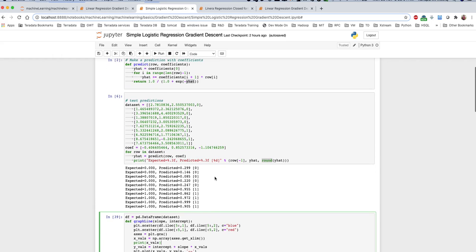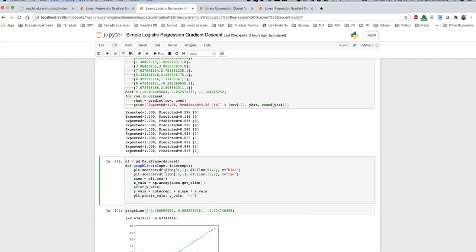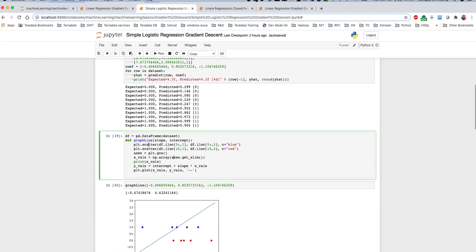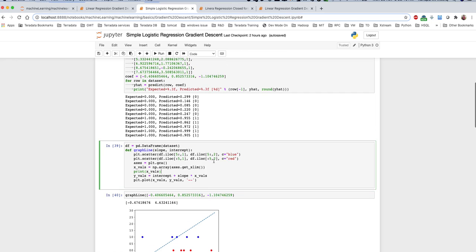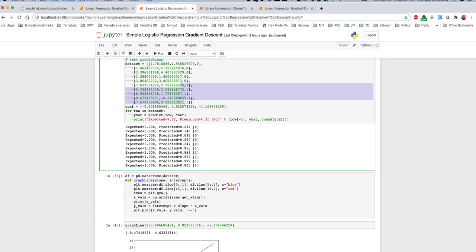In our algorithm, we are taking this data set as it is, and here is the method where I'm drawing the graph. In this method, I'm taking the first five rows. If you see the first 5 rows, the output is 0, and in the next 5 rows, the output is 1.